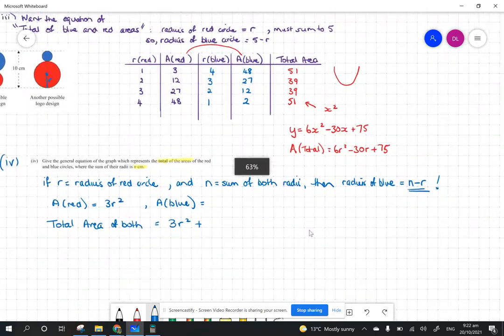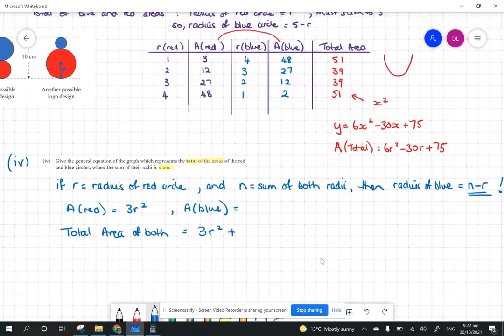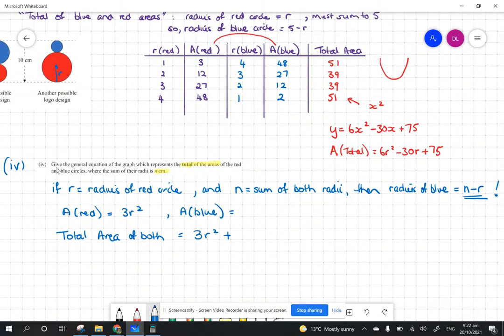Now, part 4, just make it a little bigger. It says, give the general equation of the graph which represents the total areas of the red and the blue circles, where the sum of their radii is n. That n is instead of 5, which you've been using up here. So instead of thinking of 5, you need to think of n. So that's where it's a general case.